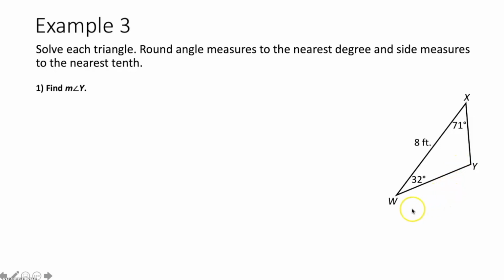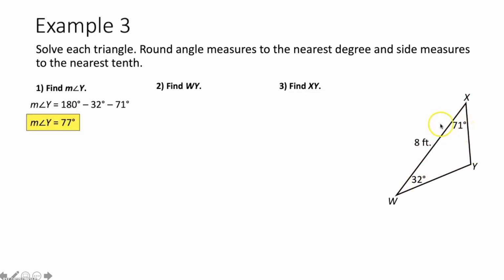So which side lengths are we missing? We're missing the measure of segment WY and the measure of segment XY. So in order to solve this triangle, we need to find these three measures. So let's start with the measure of angle Y. In order to find the measure of angle Y, well, this is pretty easy. We know that by the triangle angle sum theorem, the sum of all three interior angles of a triangle must add up to 180 degrees. So to find the measure of angle Y, we're just going to take 180 degrees and subtract the measure of angle W and the measure of angle X. So what's 180 minus 32 minus 71? That's going to give you 77 degrees. So that would be the measure of angle Y.